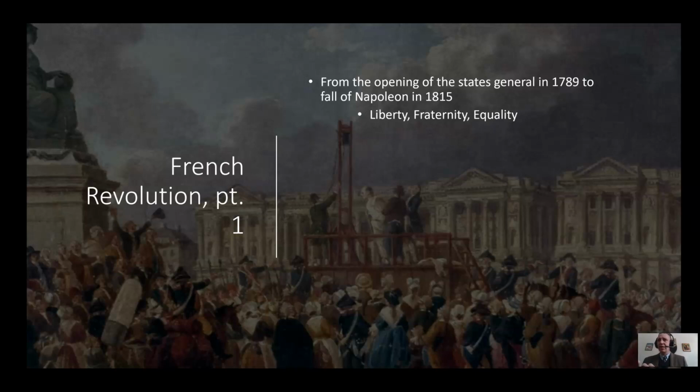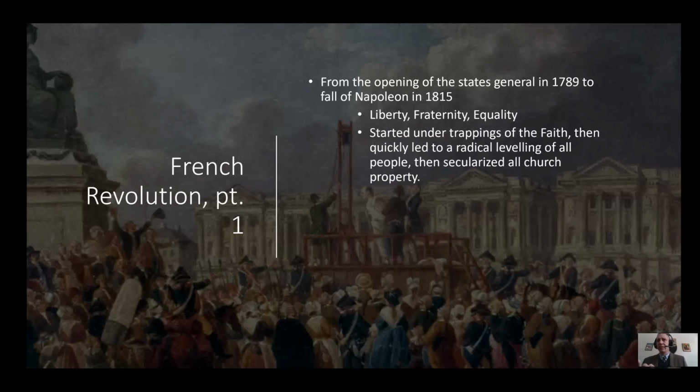Liberty, fraternity, equality. As I mentioned before, it started under the trappings of the faith, with the blessings of the church, looking to reform things, to make things better. And the government, it wasn't to reform the church, but then it quickly led to a radical leveling, a flattening of all people, and then secularized all church property, stole the property from the church.